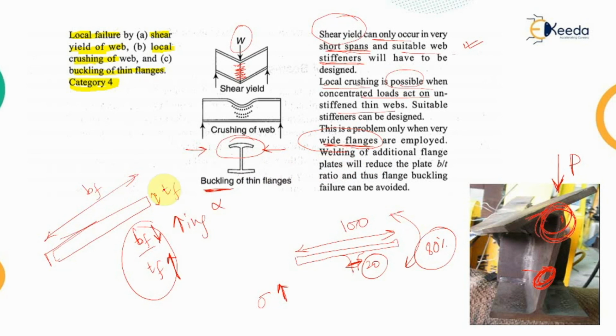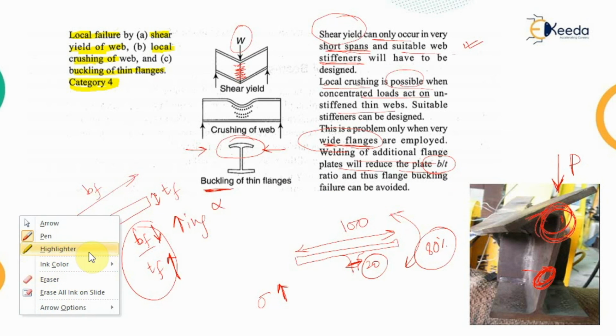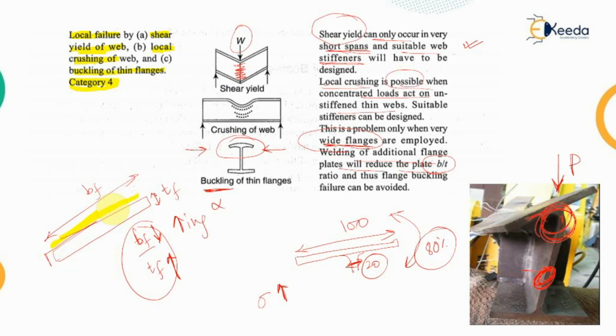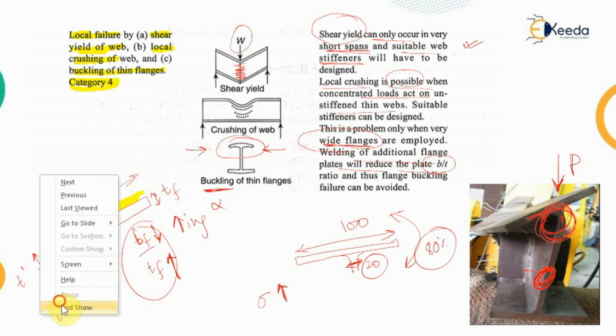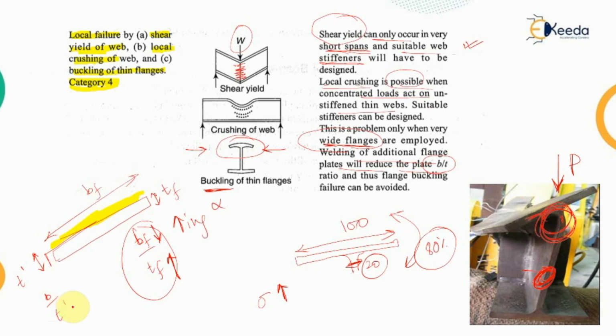For that, we weld an additional flange plate which will reduce the plate width to thickness ratio. If we provide an additional plate on top of it, the thickness will increase, and let's say this is the T dash value. So in B by T dash, because the thickness is increasing, this ratio will decrease. And since this ratio is decreasing, the chances of flange buckling can be avoided. So these are the four types of failure for hot rolled steel sections.